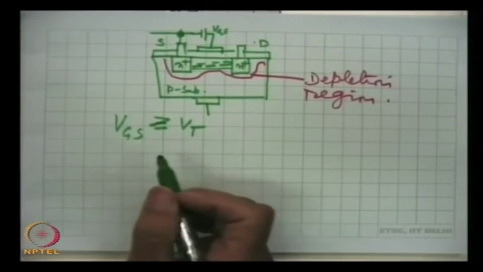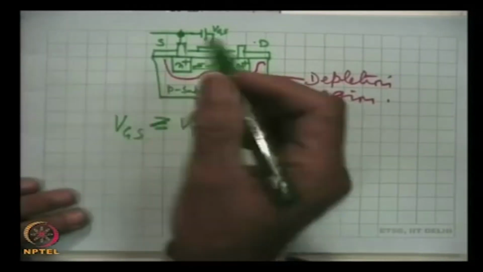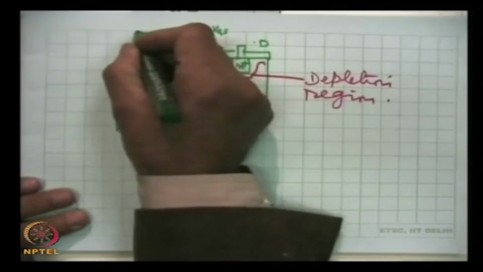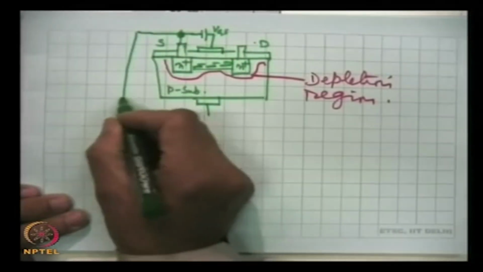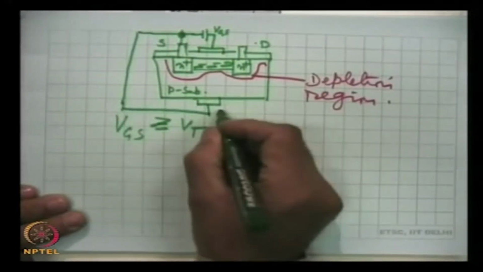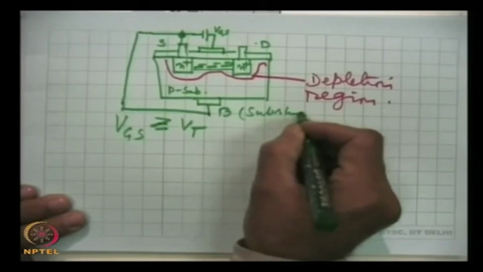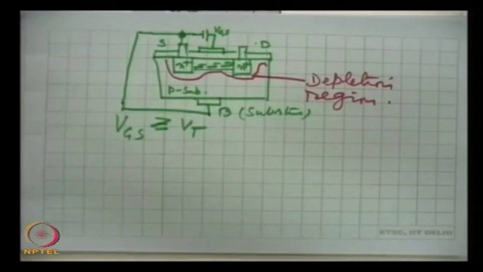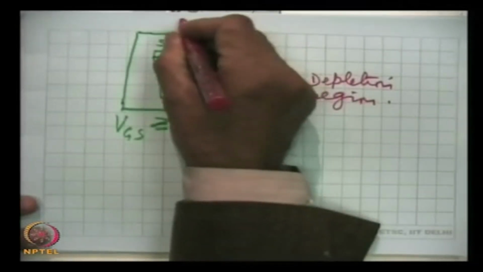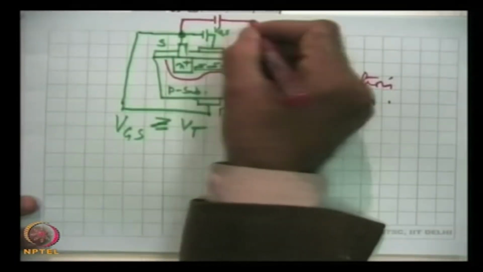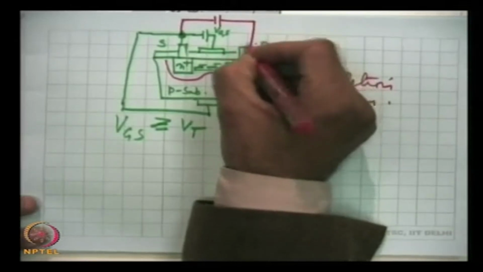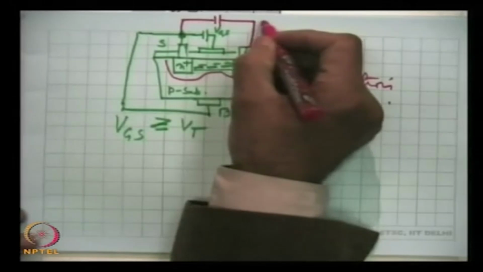For that we should remember this. And now let me complete this circuit. This is shorted to the substrate B. If we establish a potential difference between the drain and source, this is VDS.